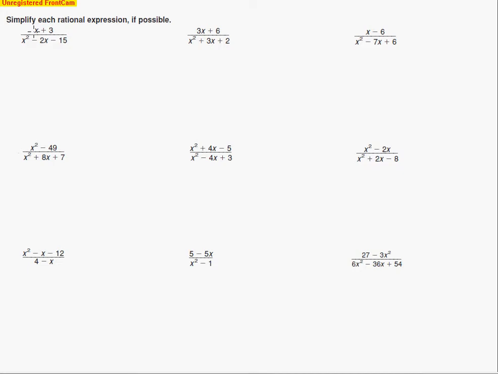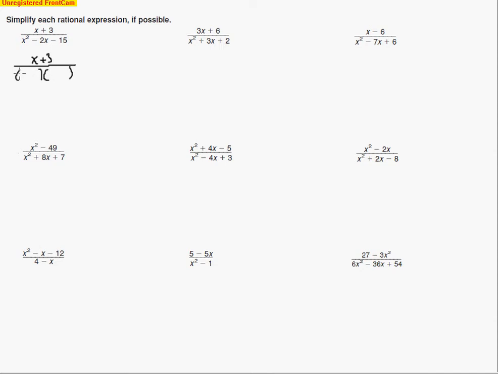Factors are numbers that multiply. Well, up on top, we can't factor this. X plus 3, there are no factors of this because this is just one number. We just don't know what x is. But on the bottom of the fraction, we can factor it. So I'm going to rewrite the problem, x plus 3. But instead of writing the x squared minus 2x minus 15, I'm going to factor it as two binomials.